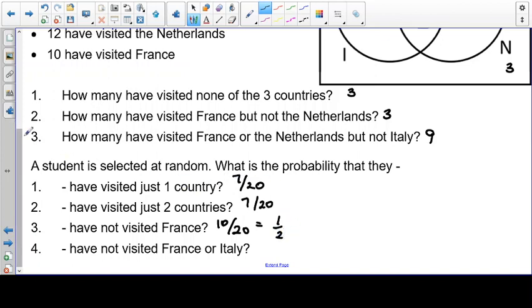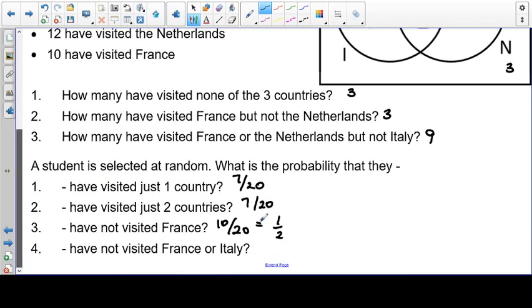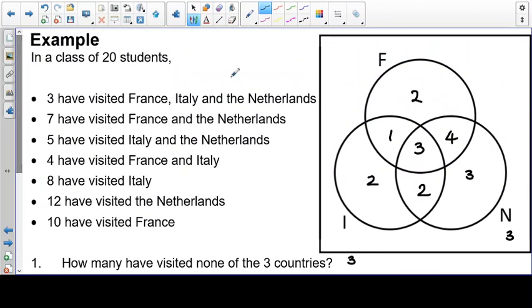And then have not visited France or Italy. Haven't visited France or Italy. So it's these 3 that have just been to the Netherlands and these 3 who haven't been anywhere. So that's 6/20. Okay, so that's a triple one. So just be careful when you're filling it in. Start with the centre, then work out, then work out.